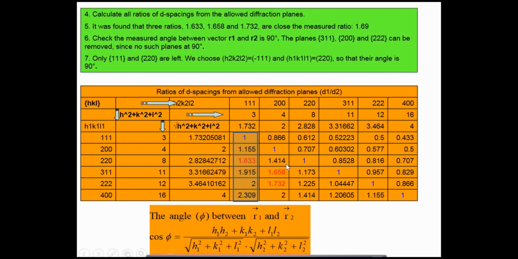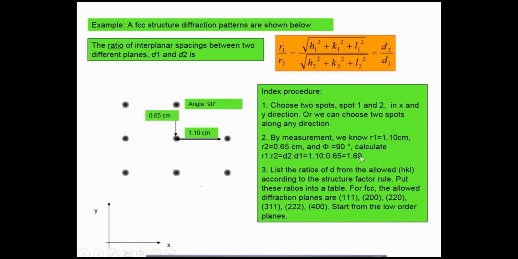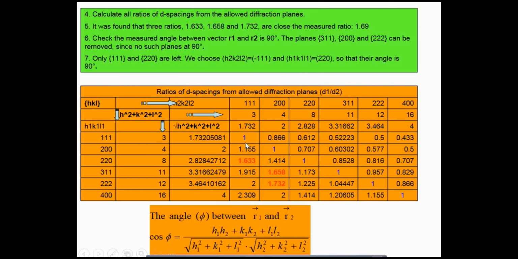Now, if our first plane is 111, and the ratio we have calculated, R1 to R2, is 1.69, and the angle is 90 degrees. So whatever the planes are, they should have a 90 degree angle. Then you can see 1.63, 1.66, these three red marks are nearby to 1.69. Now if we see these two columns, 222 and 311, they are not 90 degrees to each other, so these are eliminated.